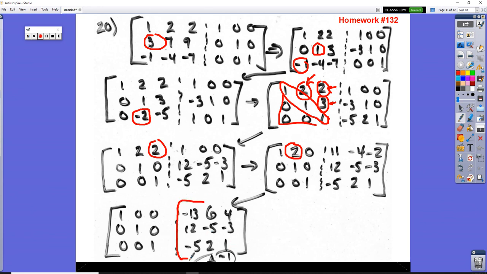And remember, it is only these things on the right-hand side of the dotted line that represents your inverse. It's not both of these. It's not the whole thing. It's just what's on the right-hand side. So -13, 6, 4, 12, -5, -3, -5, 2, 1. That's your inverse matrix for A.